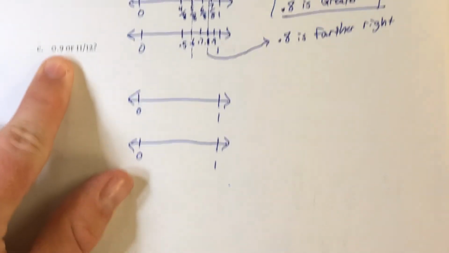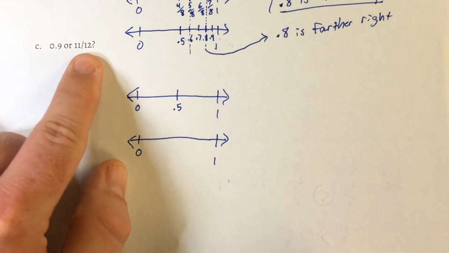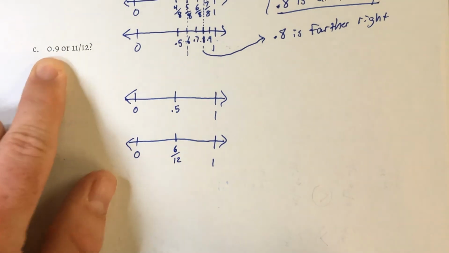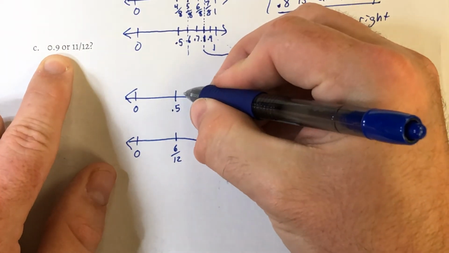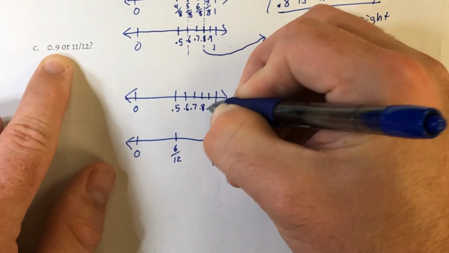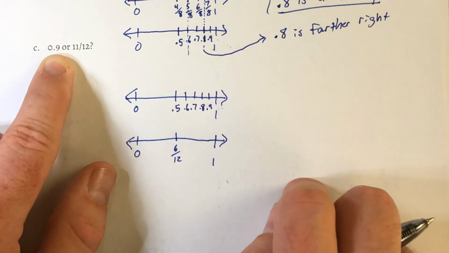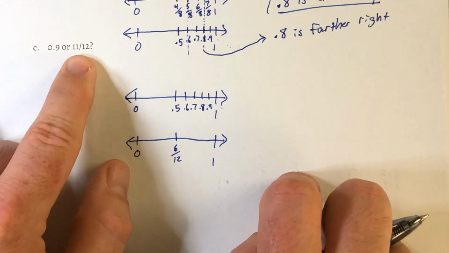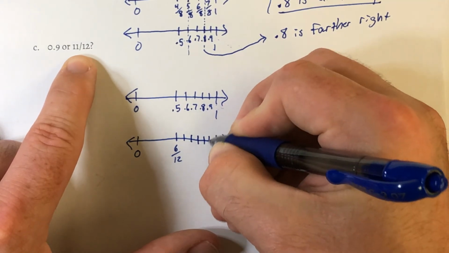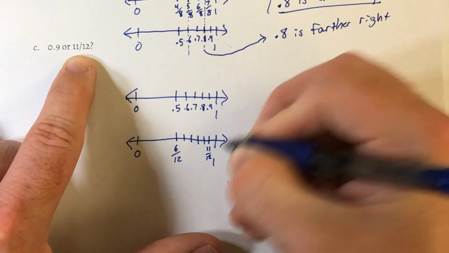All right, 9/10 first. So I know 5/10 or a half is smack dab in the middle. Let's go ahead and do the 11/12. I know 6/12 is half. All right, let's go back to the decimal. 9/10. So I need to split it up. 6/10, 7/10, 8/10, and 9/10. It looks like I spaced them out properly enough. 11/12. All right. 7/12, 8/12, 9/12, 10/12, 11/12. It's a little scrunched up. Going to put 11/12 right there.